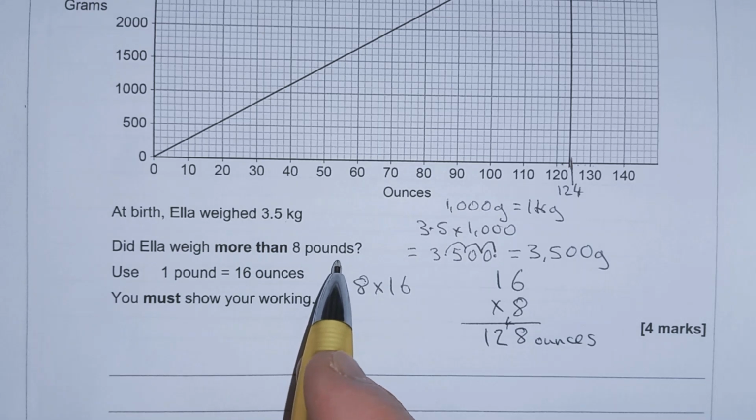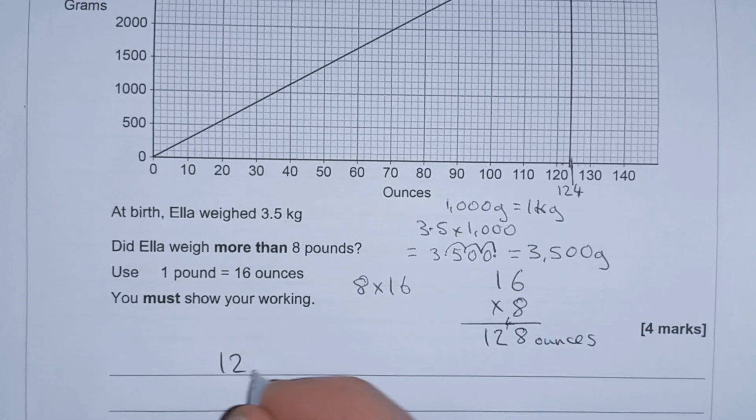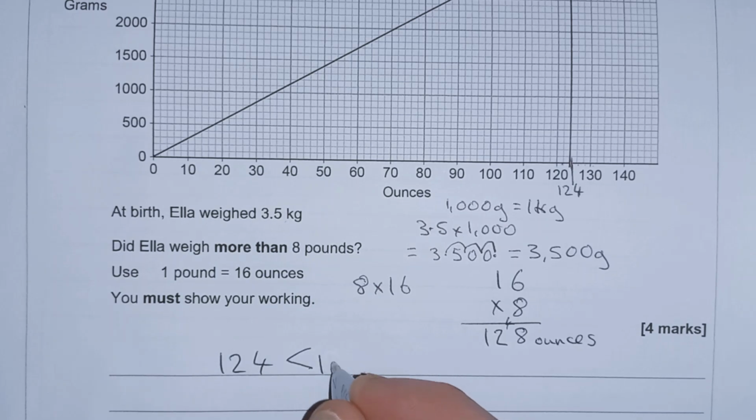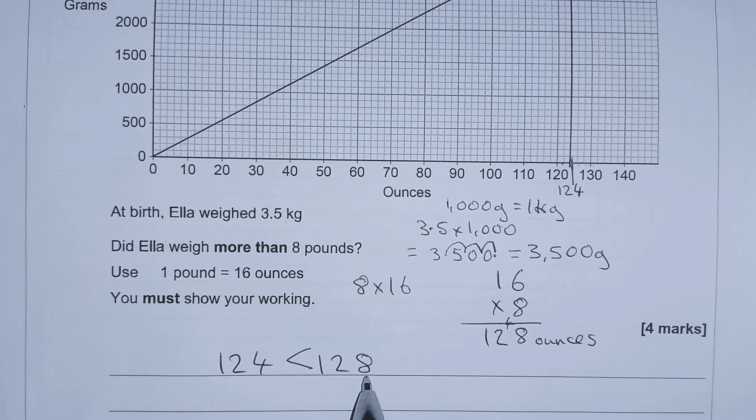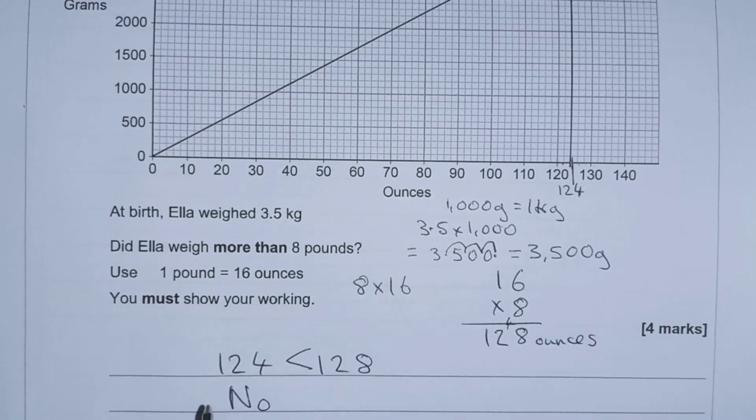Did Ella weigh more than 8 pounds? Well, Ella weighed 124 ounces, which is less than 128 ounces, which is equal to 8 pounds. So did Ella weigh more than 8 pounds? No. It's good to think of how much you have got and how much you need. So it's the 128 that we're comparing, and she's less than that, so she doesn't weigh more than 8 pounds.